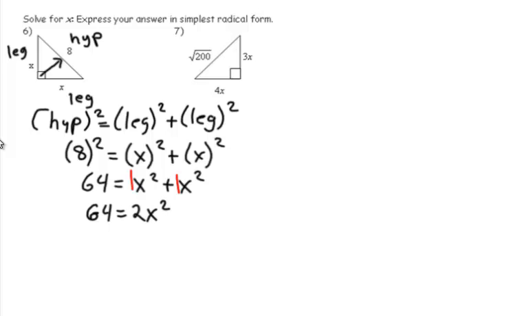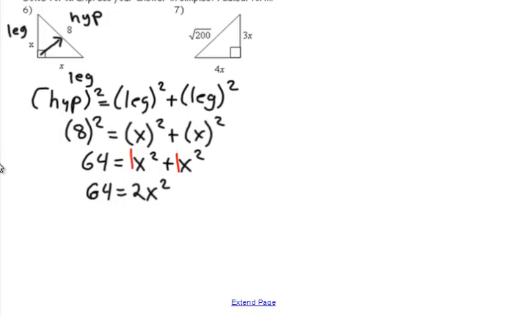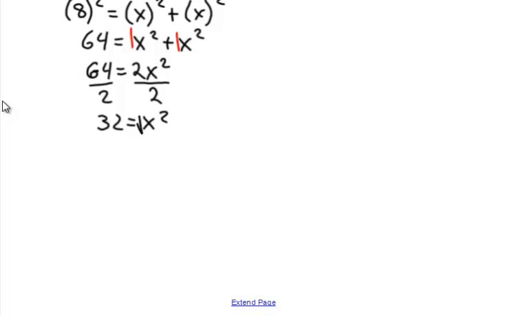So now as we're solving that, what's going to happen? Well, we're going to divide by 2. 64 divided by 2 is 32 equals x squared. All right, again, we want to put this in simplest radical form. So we take the square root. Is 32 a perfect square? The answer is no, it's not. So I'm going to make 2 radicals.